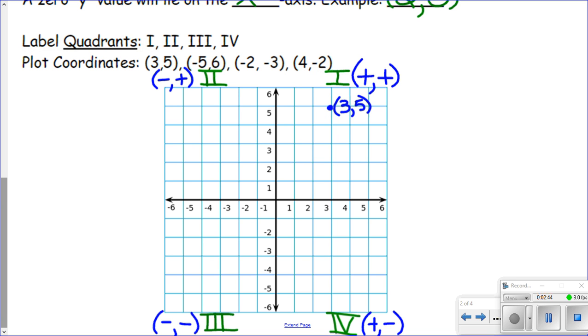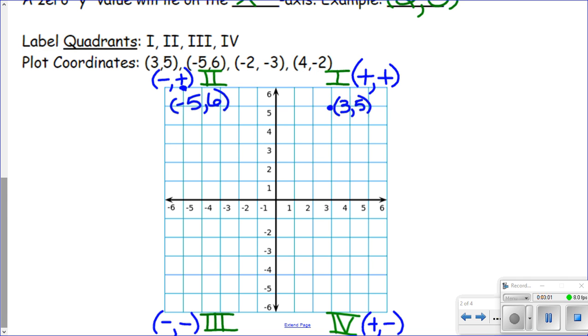(-5, 6) has a negative x and a positive y, which will be found in quadrant 2. I go to the left 5 and up 6 and label.